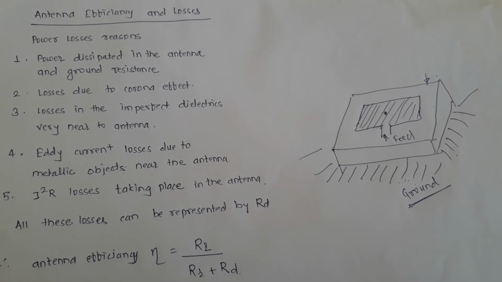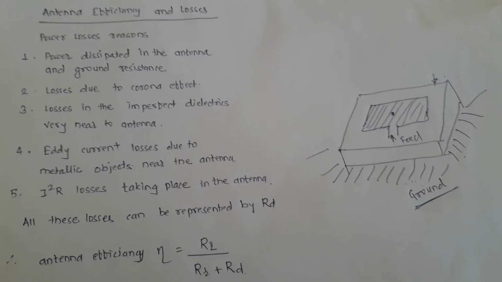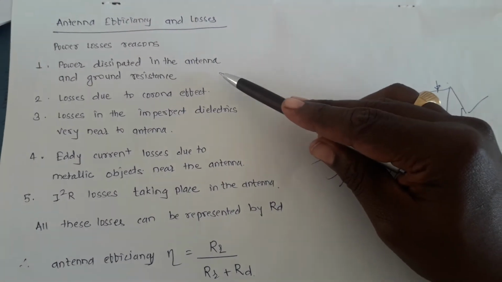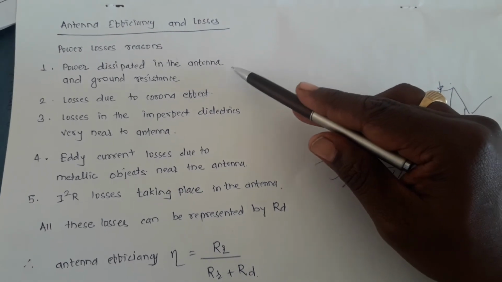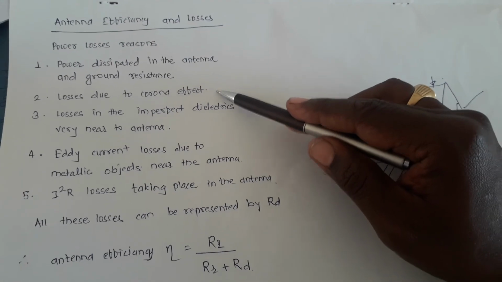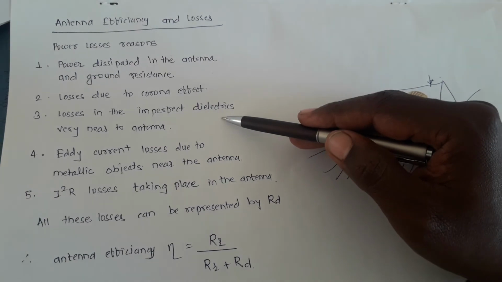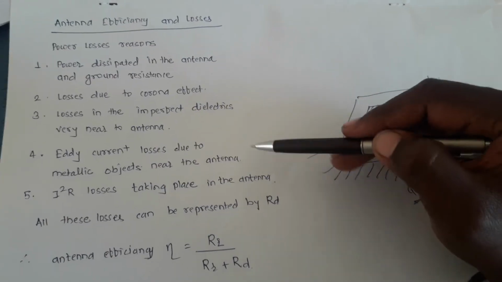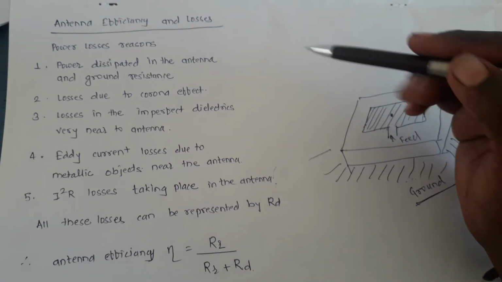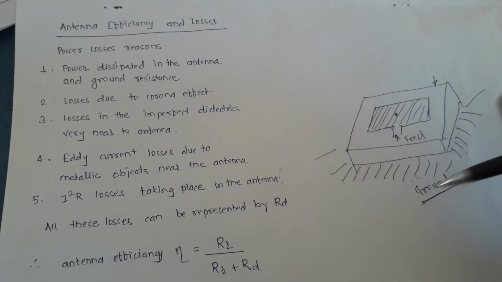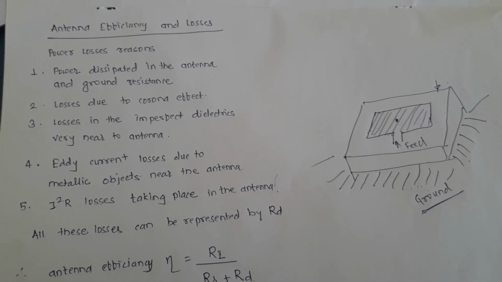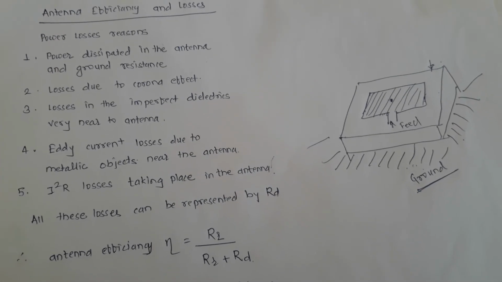So these are losses due to the resistance of the antenna, and these are the 5 major concerns. The first one is the power dissipated within the antenna and the ground resistance, then losses due to the corona effect, losses due to imperfect dielectrics, losses due to eddy current, and I square losses. These are the 5 different losses which can take place while the antenna is functioning, and these losses reduce the efficiency of the antenna.